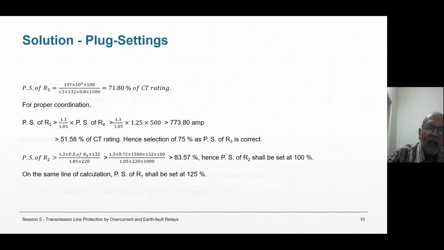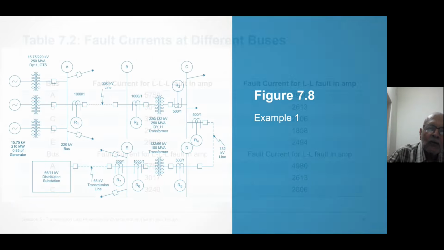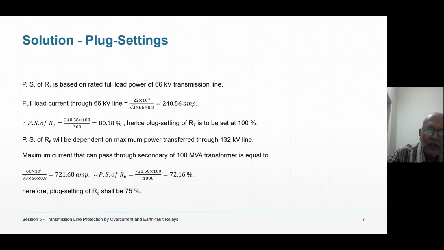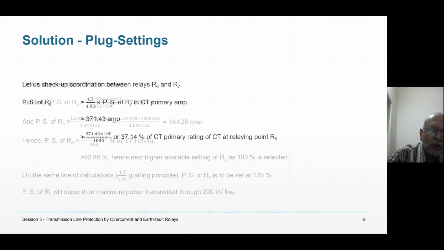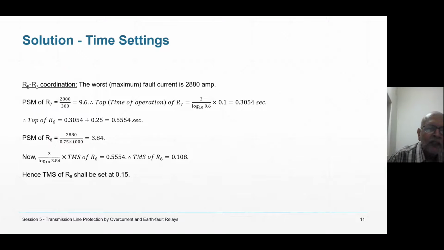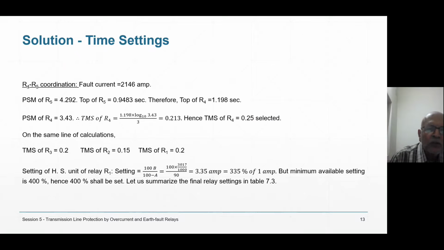Let me see R4 and R5. That is at bus D. Bus D is 2146 ampere, so I am going for 2146. PSM of R5 is equal to 4.292 for this fault current.